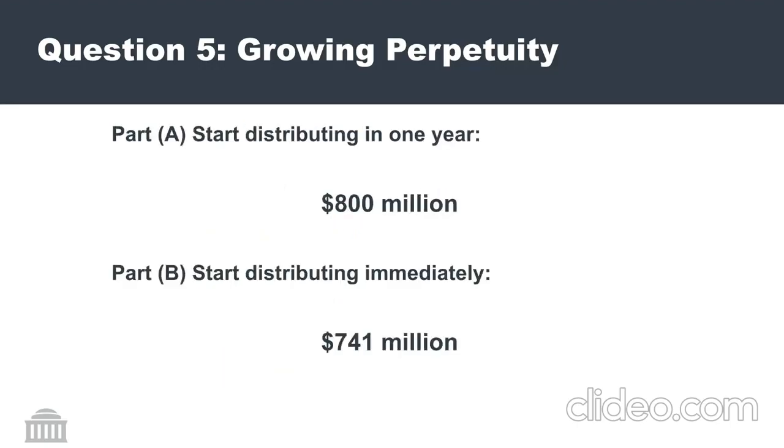Note that if Jeff Bezos starts distributing funds 1 year from now, the annual perpetual distribution amount will be $800 million. If, on the other hand, he starts distributing money immediately, this lowers the annual perpetual distribution amount to $741 million. This does make economic sense due to the fact that the immediate distribution lowers the balance of funds on the foundation's balance sheet and therefore lowers its ability to earn the 8% annual interest rate on this amount.